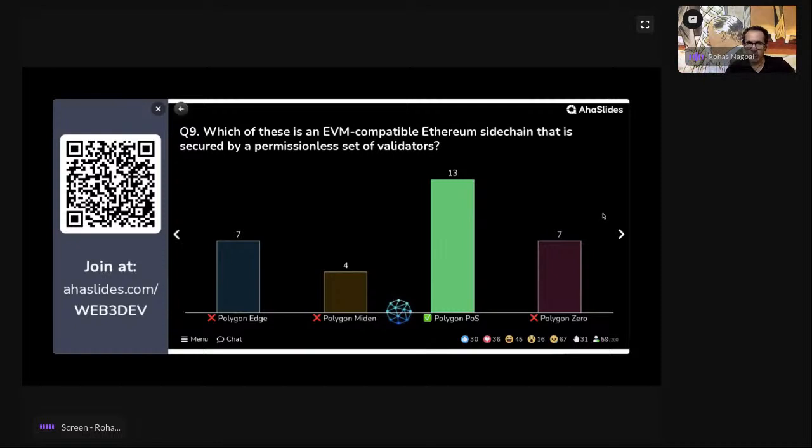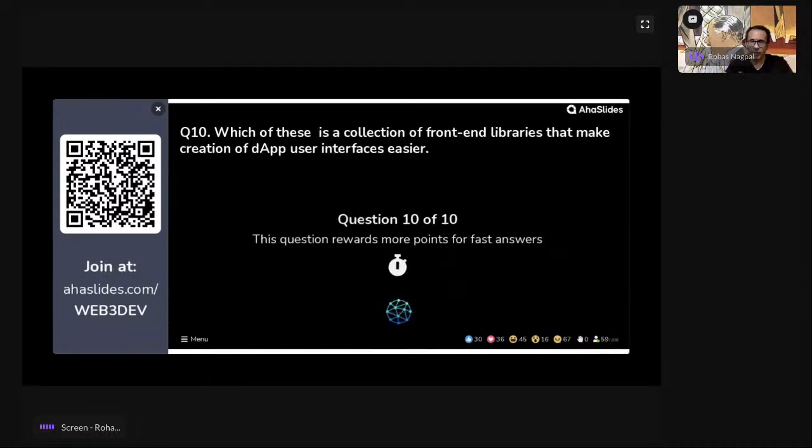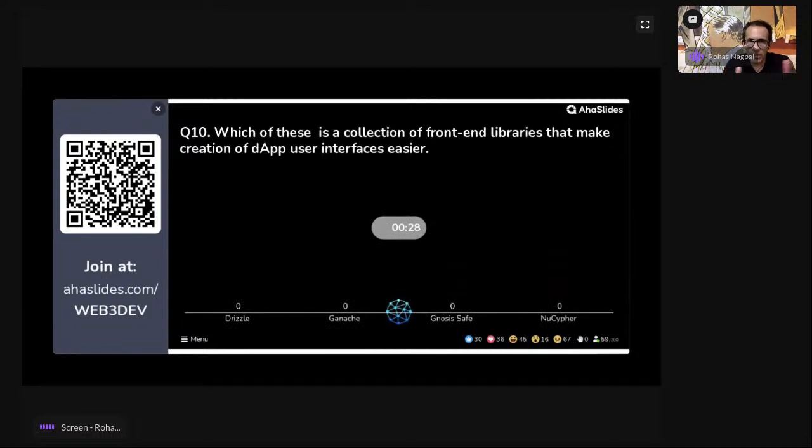So let's go on to the absolute last, 10th and final question. The faster you answer, the better. 10th question coming up on your screen. Which of these is a collection of front-end libraries that make creation of dApp user interfaces easier? So you're probably going to be using this in your contest also. Is it Drizzle, Ganache, Gnosis Safe, or NU Cypher?